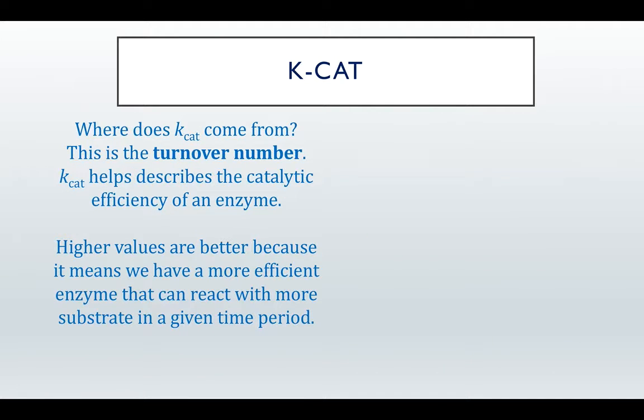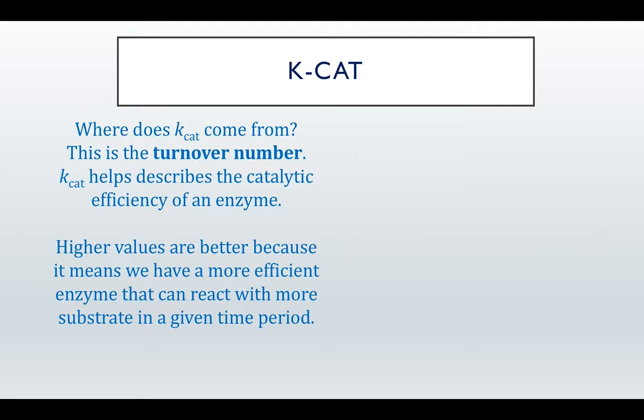But we can contrast this over here with kcat. So kcat is the turnover number. It's commonly talked about in terms of catalytic efficiency, but you want to be careful describing it that way. It's most accurately defined as turnover number. So it does help describe efficiency, but it is turnover number. Higher values for this are better, different from Km.